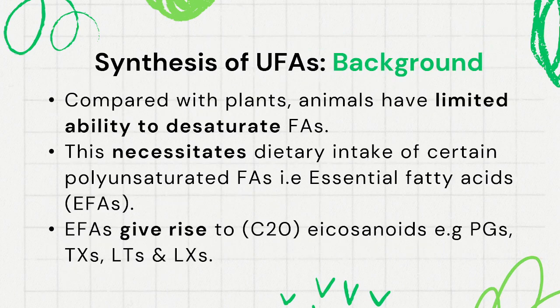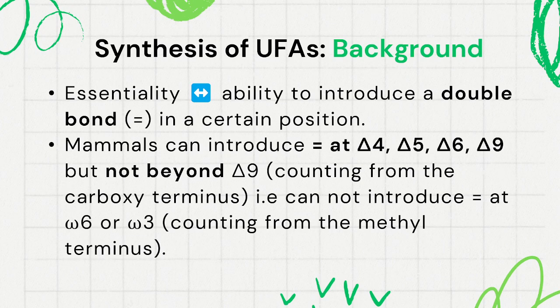Compared with plants, animals have limited ability to desaturate fatty acids, and that is why we, as humans, have to take essential fatty acids in our diet, and we need them because they give rise to eicosanoids, the 20 carbon atom compounds, as you know from your lipid chemistry: prostaglandins, prostacyclins, leukotrienes, and lipoxins.